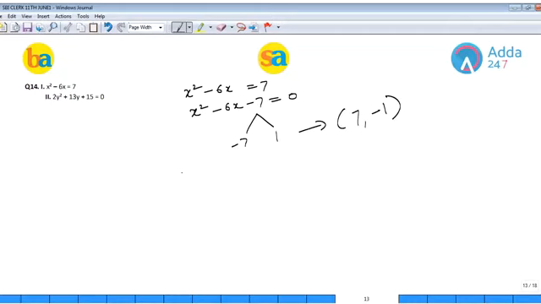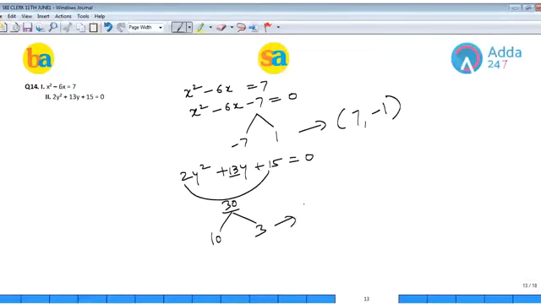And the next equation is 2y square plus 13y plus 15 is equal to 0. So now we will multiply 2 by 15. So we will obtain 30 here, and on dividing it further we get 10 and 3, because multiplying these two numbers gives us 30 and adding these two numbers gives us 13.